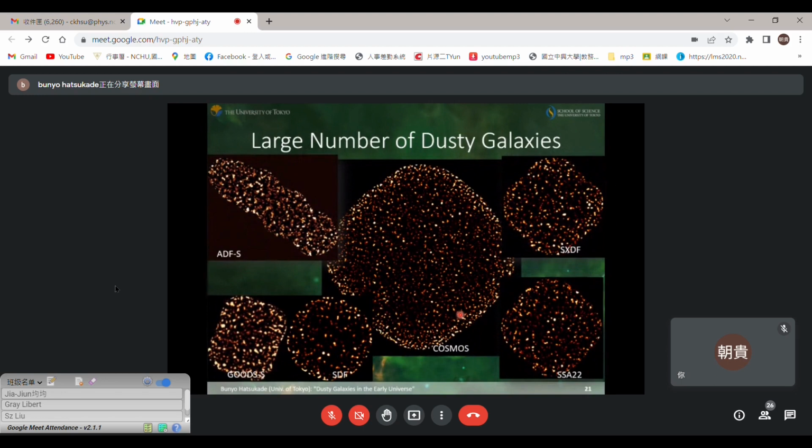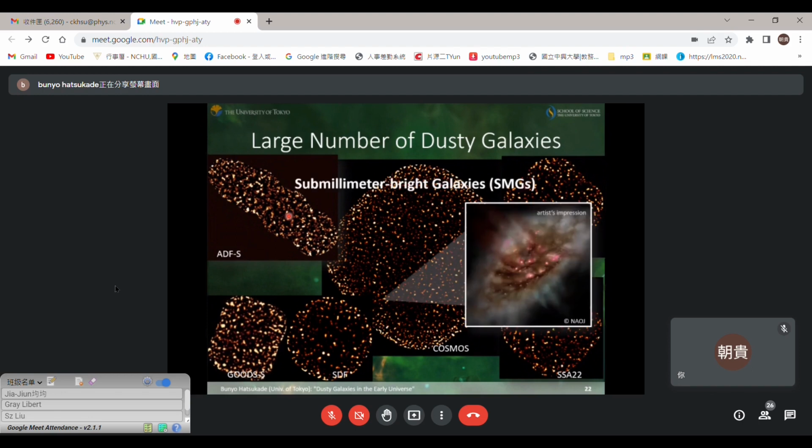So we conducted surveys in different regions. Different images are shown here, but this is taken at 1 millimeter wavelength. And these bright points, each point indicates a galaxy, a very dusty, bright galaxy in the early universe. This is an artist's impression, but this galaxy is thought to be very massive and heavily enshrouded by dust, actively forming stars inside the dust. These galaxies are bright at submillimeter wavelength, so they are named submillimeter bright galaxies, or SMGs.